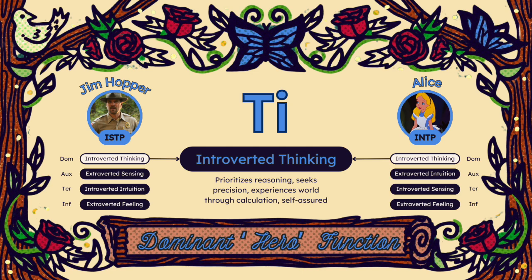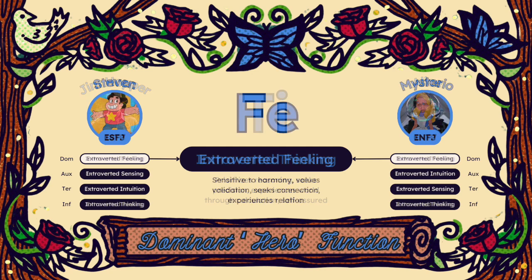Both characters experience the world through a lens of calculation, demonstrating self-assurance and confidence in their intellectual capabilities. However, this dedication to their logical frameworks can lead to moments of detachment, reductionism, and occasional dismissiveness. The inferior function pair to introverted thinking is extroverted feeling.